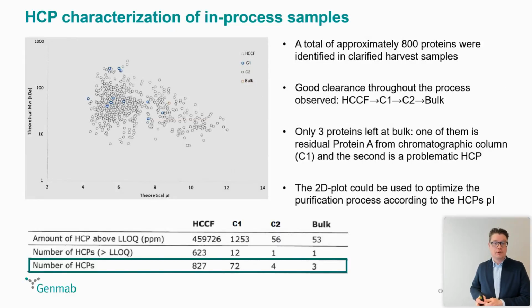And the second one turned out actually to be a problematic HCP. And you might wonder, what is a problematic HCP? It could be a general description of an HCP that either is known to have given immunogenic reactions early on, or it could be an HCP that creates a problem for the stability of your product.